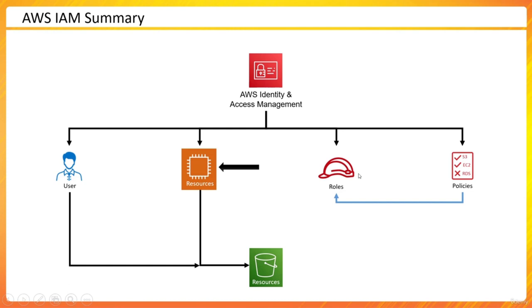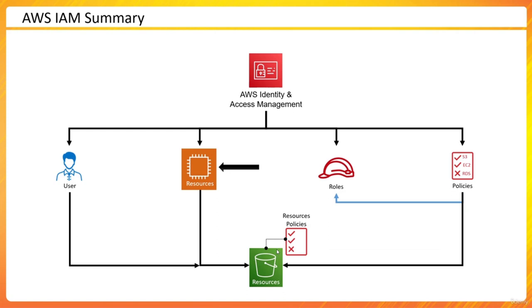But the user who is assuming a role could be coming from outside, which can be Identity Federation, should not be a problem at all. Plus, policies can be associated with resources too. We saw this resource policy. So these resource policies could be like your Amazon S3 bucket policy.